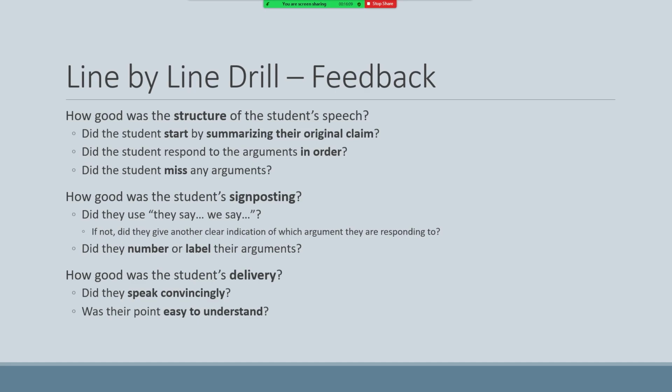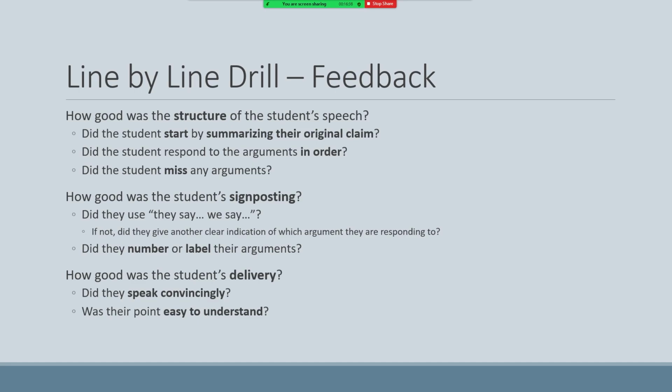This is a term I haven't mentioned before, but signposting is the term for telling the judge where you are in the debate. So if you're telling the judge, I'm now going to respond to this contention, or I'm now going to respond to their argument number 2, that's signposting, because the metaphor is you're putting up a sign and saying this is where we are on the flow.